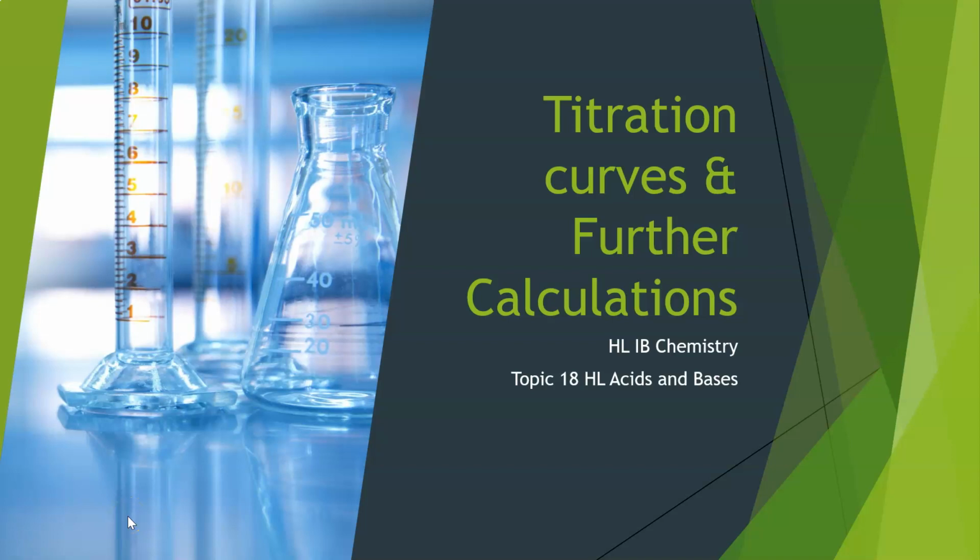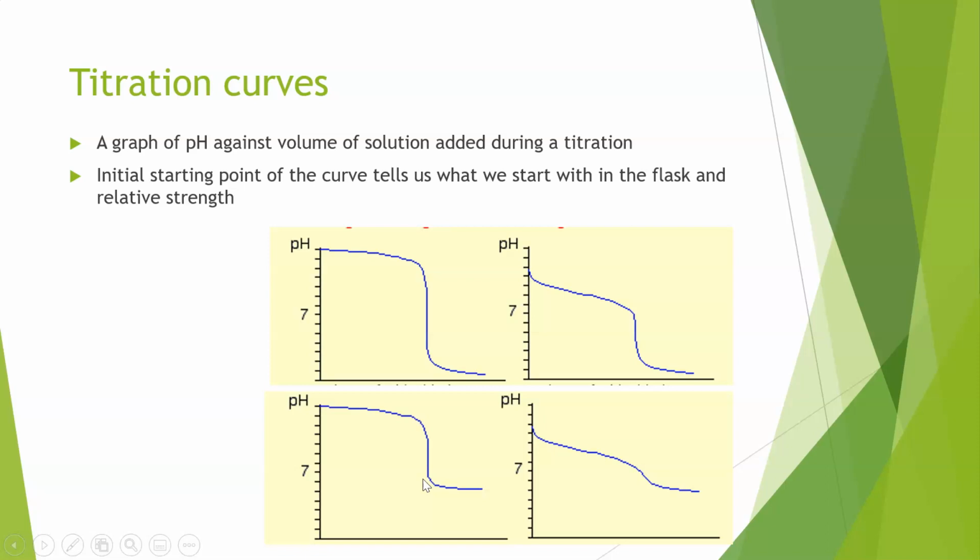Welcome back, and this time we're going to look at titration curves in a little bit more detail, look at a few more calculations and introduce the idea of buffers. So as we've looked at before, titration curves essentially plot the change in pH that occurred during a titration. The initial starting point of the curve tells us what we start with in the flask, be it a strong acid, strong base or weak base, and its relative strength.